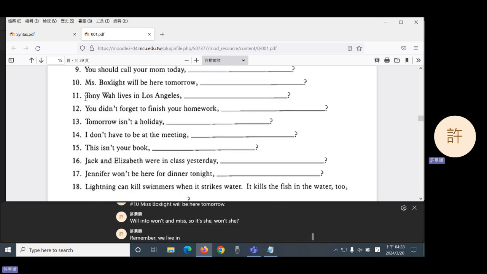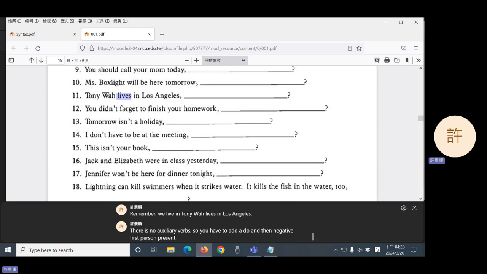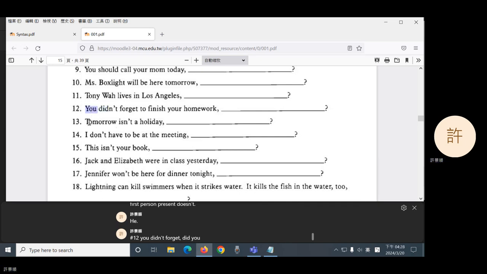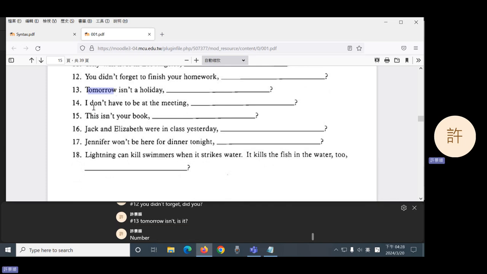Number 11, Tony Wah lives in Los Angeles. There is no auxiliary verb, so you have to add a do and then negative. First person present, doesn't. He. Number 12, you didn't forget, did you? Number 13, tomorrow isn't, is it? Number 14, I don't, do you? Number 15, this isn't, is it?